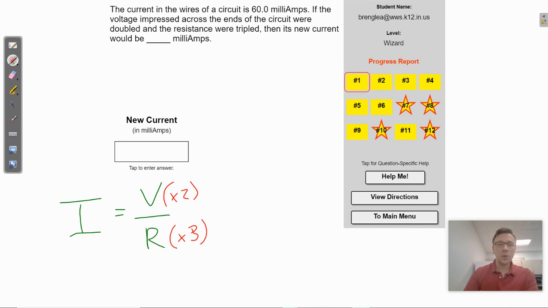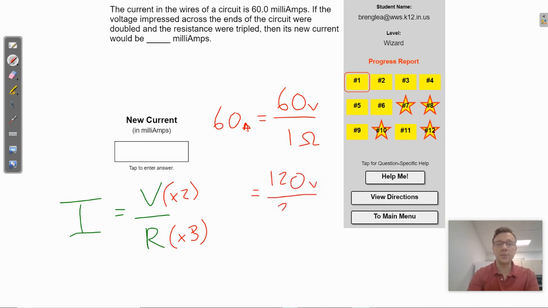So we can set up a simple equation again. So we'll say 60 milliamps, I'm just going to put an A for amps here because I'm having a hard time writing the lowercase m, is equal to 60 volts over 1 ohm. And then in our new equation, we would rewrite that. We would multiply the voltage by 2, so now 120 volts over, and then we multiply the resistance by 3 ohms. And we can see here that that's going to give us an answer of 40 milliamps.